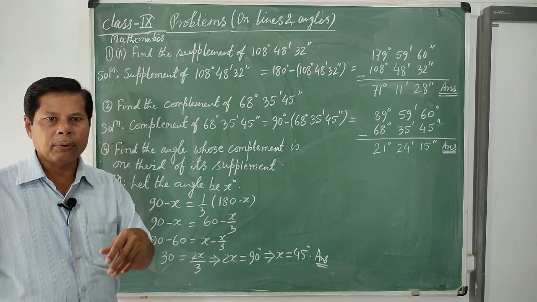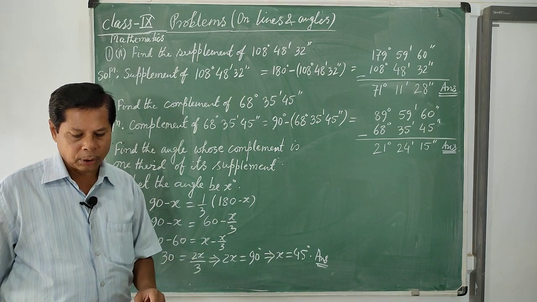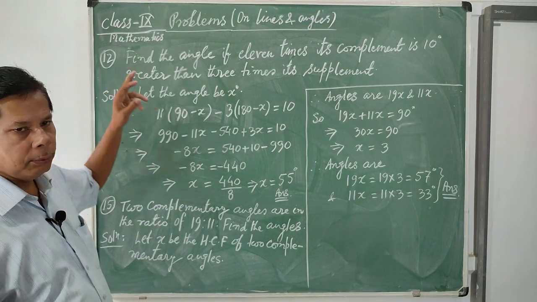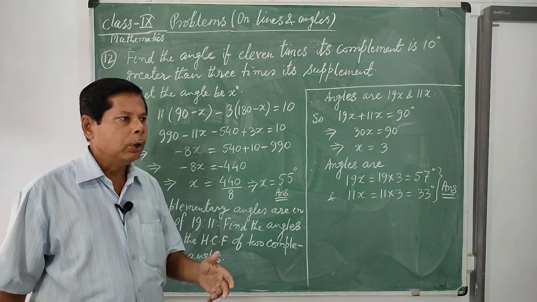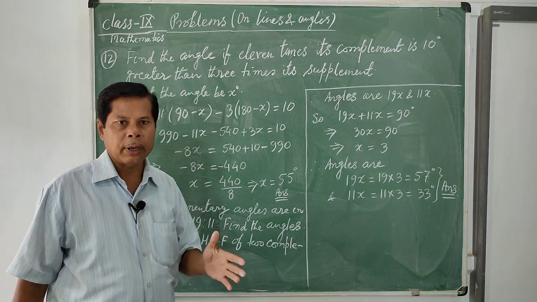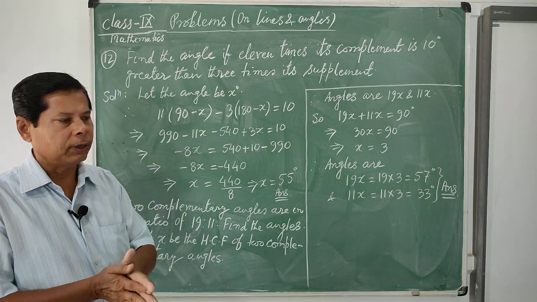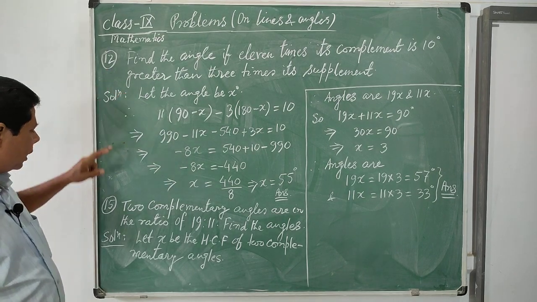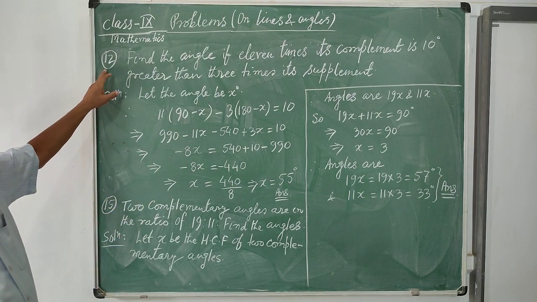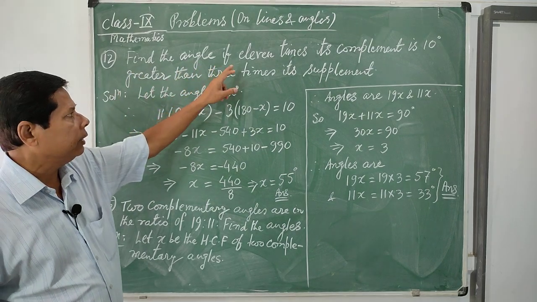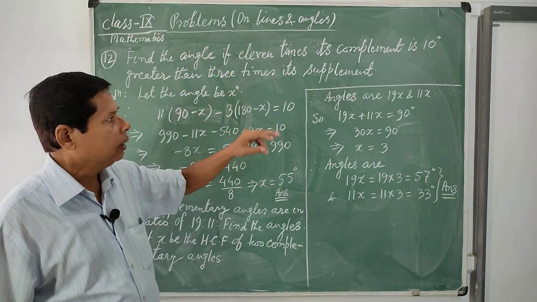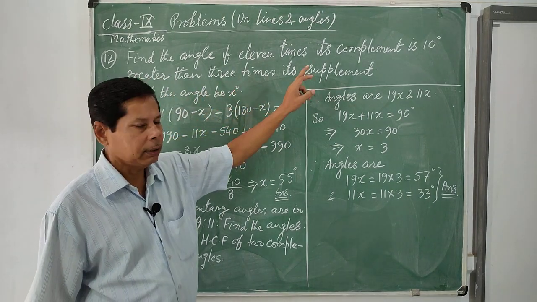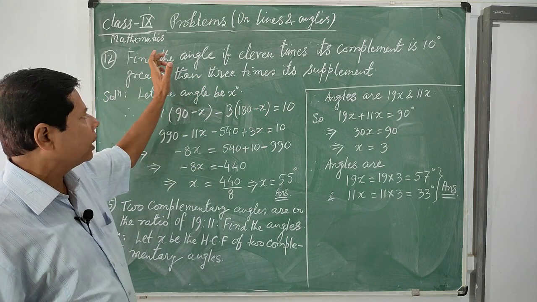Now, a few more problems are to be solved. Now see your question number 12, which is unsolved. I have given it to solve. A few problems I have solved and a few unsolved problems are given. Out of those unsolved problems, I have taken two of them, that is number 12 and number 15. Number 12 is: find the angle if 11 times its complement is 10 degree greater than 3 times its supplement. So that means we have to find that angle.